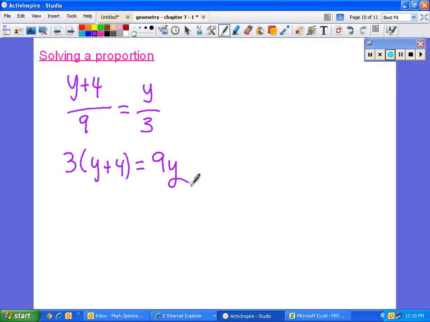Very good. Dylan, what's next, please? Good, so what do you get when you distribute the 3? 3y, 3y plus 12 equals 9y. Good.